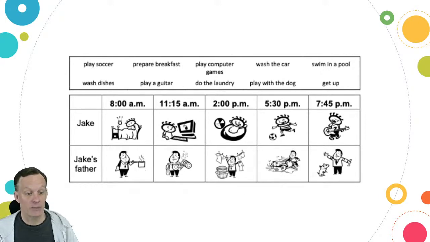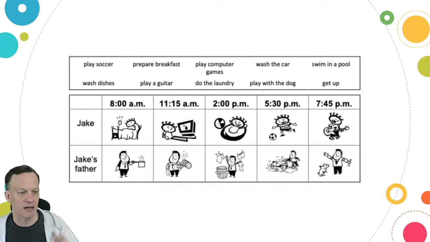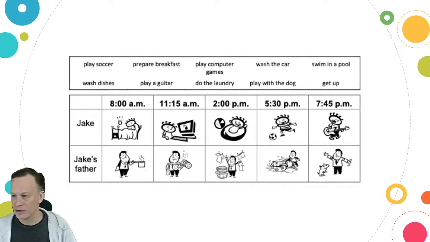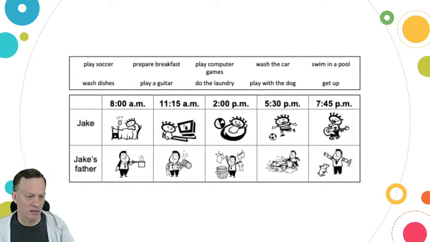Jake was getting up at 8 a.m. What about 2 o'clock? Nobody has told me. Oh, wait. Jake's father was doing the laundry at 2 p.m. Yes, Enrique. I didn't see that before. Sorry. Jake was getting up at 2 p.m. No. No. He wasn't getting up at 2 p.m. While Jake was swimming in a pool, Jake's father was doing the laundry.